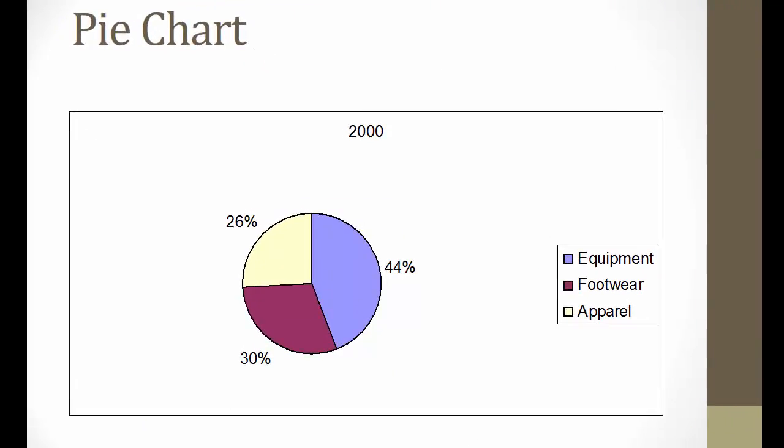Pie chart is another familiar chart which mainly is used to compare contribution of parts to the whole. It only can show one data series, and as you can see in this picture, in year 2000 how each category of equipment, footwear and apparel contributed to the whole sales. So 44% of the sales for this specific company in year 2000 came from equipment, 30% from footwear and 26% from apparel.